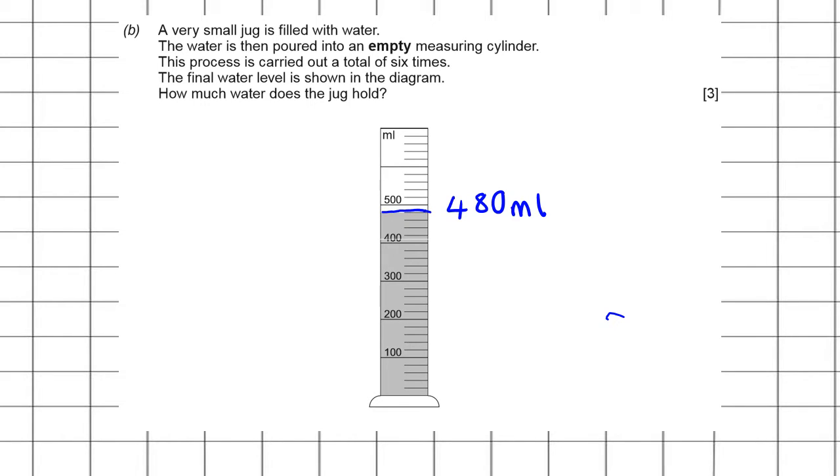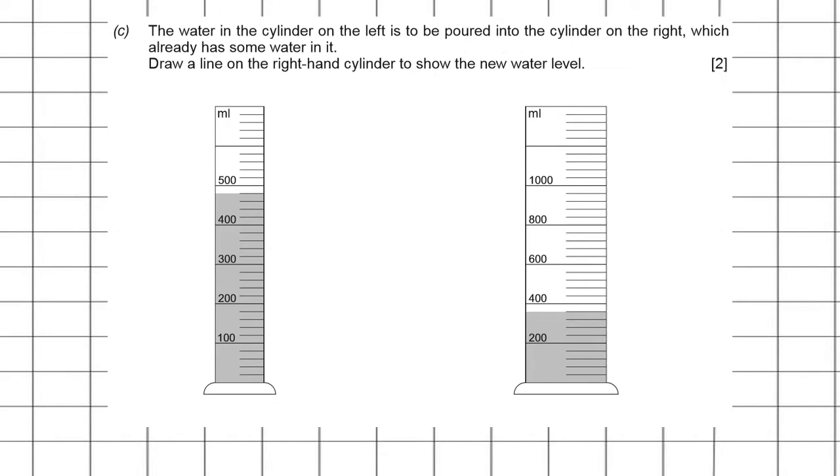So that's 480 milliliters, but that's done 6 times. So therefore 480 divided by 6, that gives us 80 milliliters. So just be careful, always read the question. The water in the cylinder on the left is to be poured into the cylinder on the right, which already has some water in. Draw a line on the right hand cylinder to show the new water level.